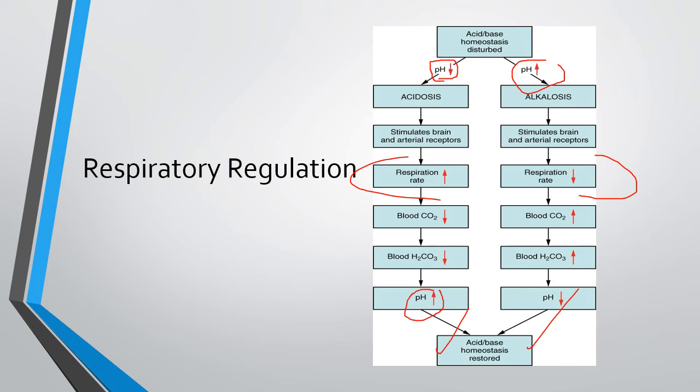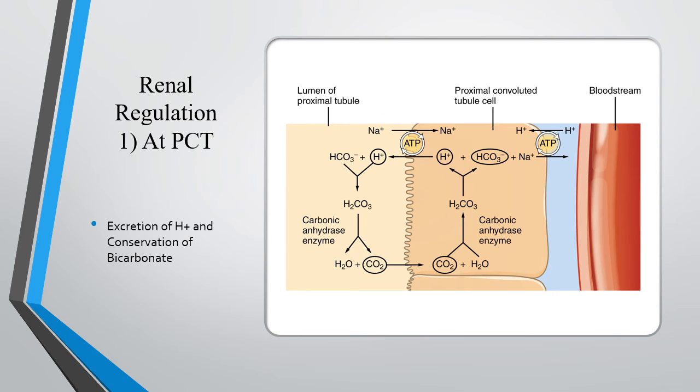Next, we'll go to the renal regulation. This renal regulation is the ultimate final line of defense for all regulatory mechanisms. It is the final one. The only disadvantage about this is it takes hours to act. It takes quite a long time to act. So initially it's dependent on chemical buffers and the respiratory regulation to maintain the pH. But once it acts, it acts for the long term.